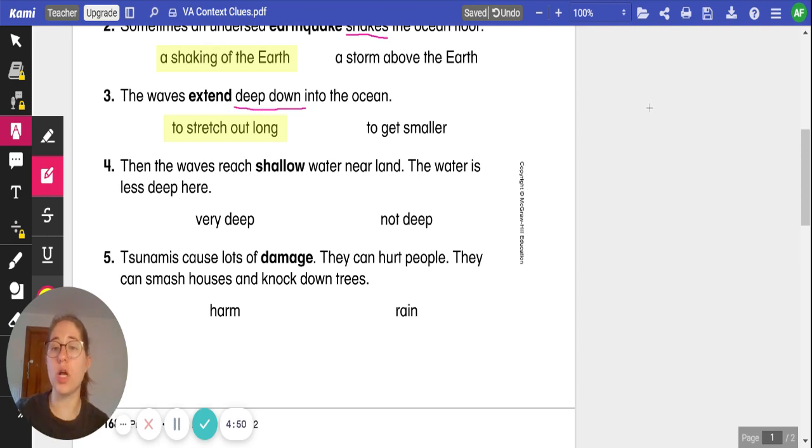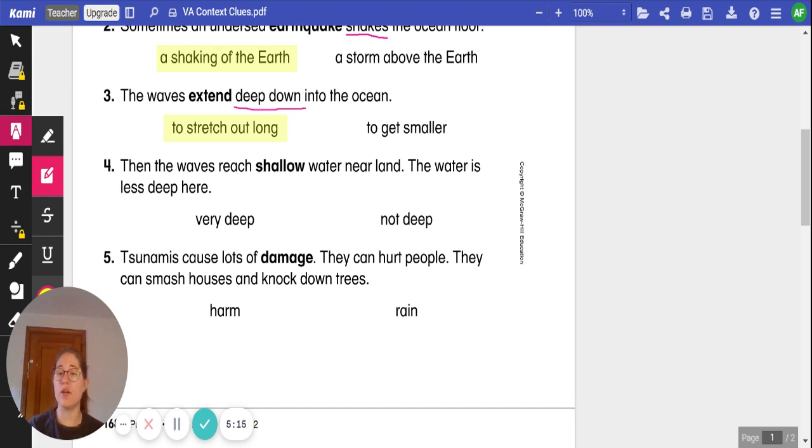Numbers 4 and 5, I'd like you to try on your own. I want you to write the complete sentences for number 4 and number 5 on your piece of paper so that you can underline the sentence clues, and then next to it, I want you to write the meaning. For number 4, then the waves reach shallow water near land. The water is less deep here. Go ahead, pause the video to get that one written down.